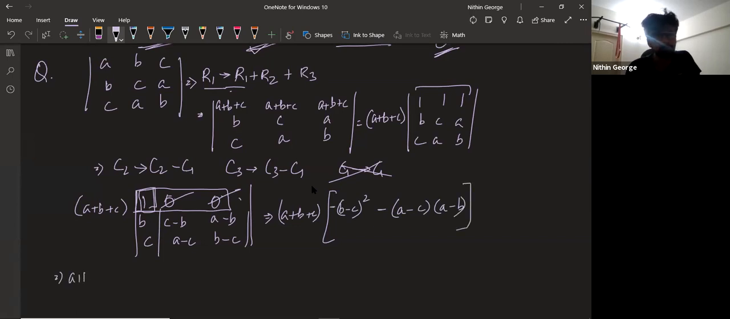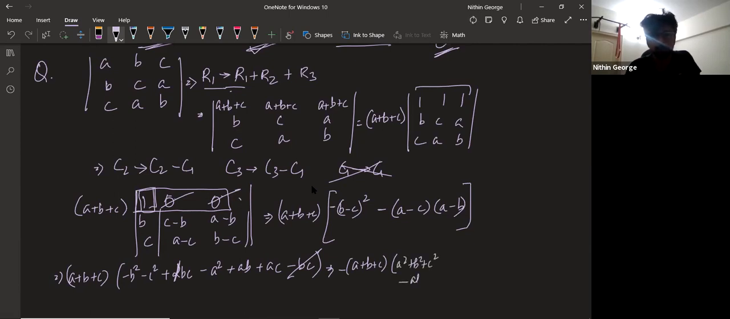So this becomes A plus B plus C into minus B square minus C square plus 2BC, minus A square plus AB plus AC minus BC. Minus BC plus 2BC becomes plus BC. So you get this as minus of A plus B plus C into A square plus B square plus C square minus AB minus AC minus BC.